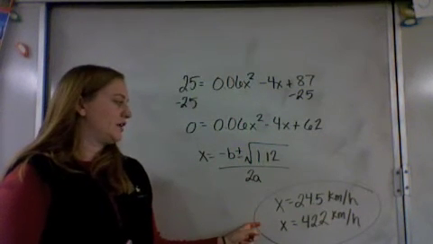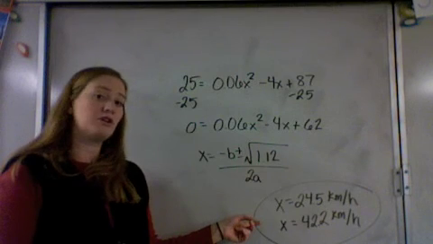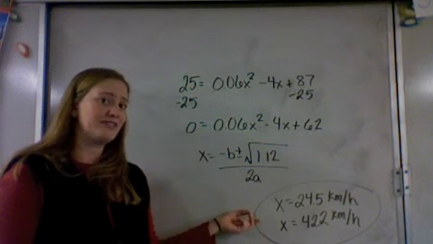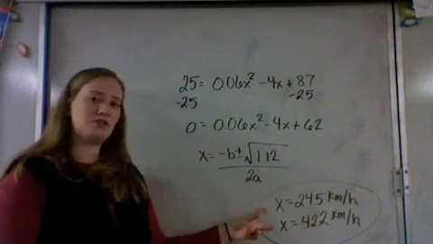Okay. x equals 24.5 kilometers per hour or 42.2 kilometers per hour. It asked you to round to the tenths place, so make sure you did that. If you did the math correctly, this is what you should have gotten.